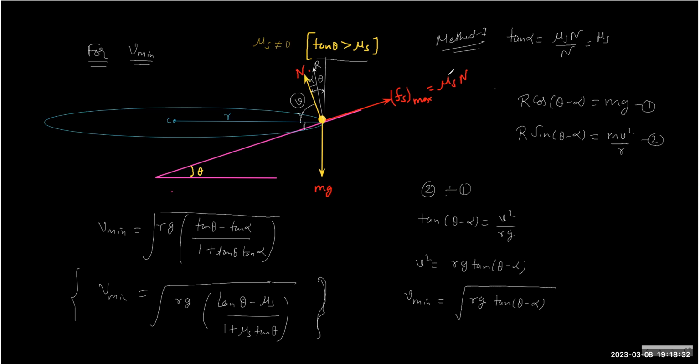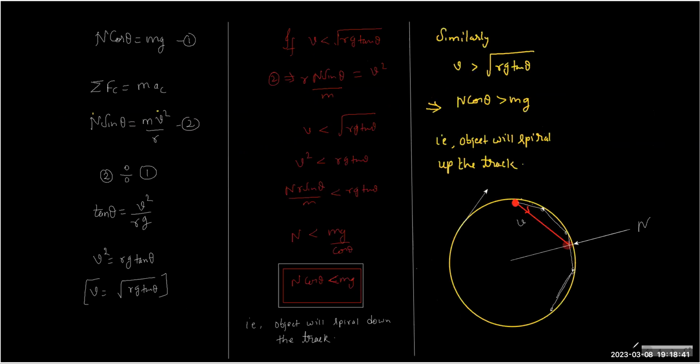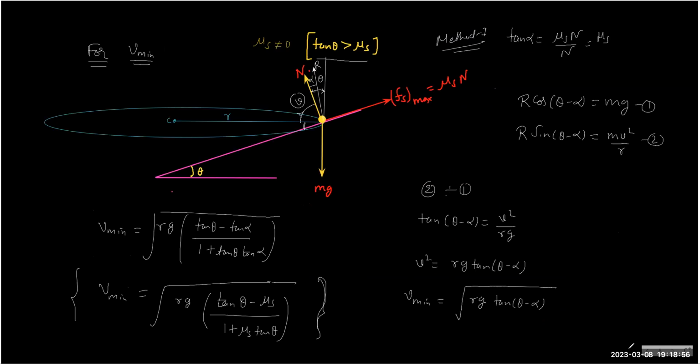Because we have seen the calculation, if mu is 0, then alpha is also 0, which will give you the answer which we have obtained earlier. You can see here. So without friction, what was the answer? RG tan theta. Now what is the answer? RG tan theta minus alpha, right? Is this clear?